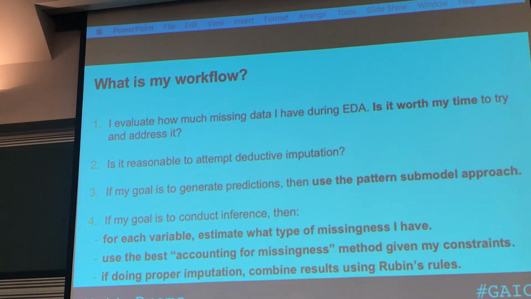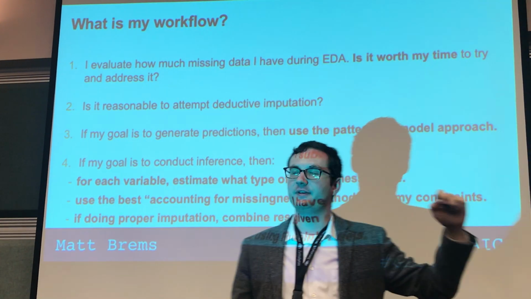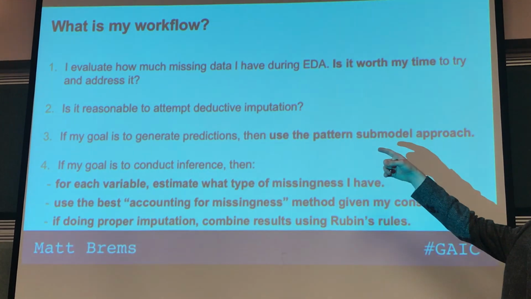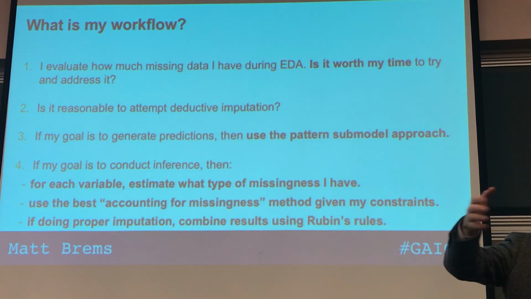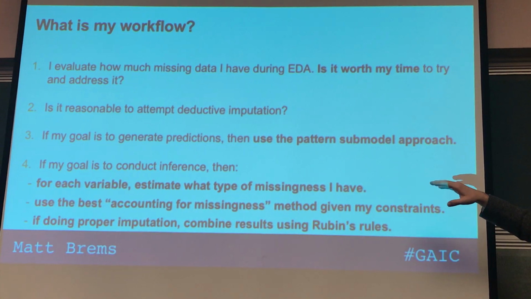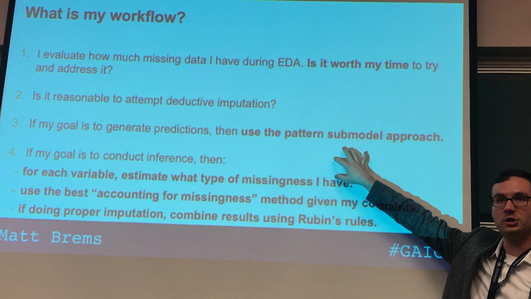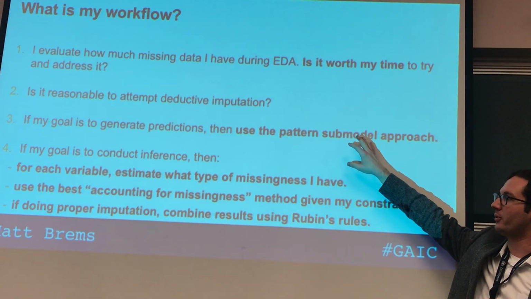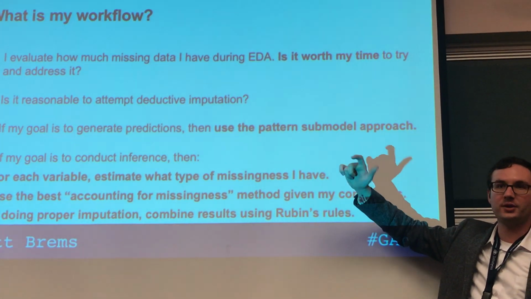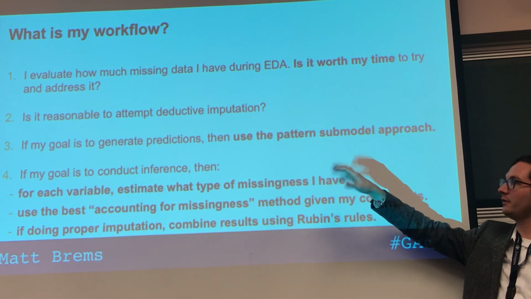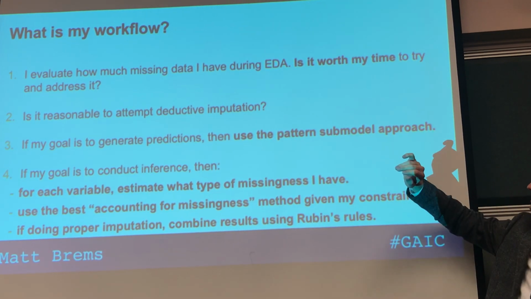So the workflow that I have, first, is it worth my time? See how much missing data I have. Is it worth my time to fix it? Next, is it reasonable to attempt deductive imputation? Try and fill in missing values using logic where you can, before needing to go to inference. Next, if your goal is to generate predictions, the pattern submodel approach is the one that you should use, because this has been shown to perform as well as proper imputation for missing completely at random and missing at random, but to be better for missing not at random, which is more common.